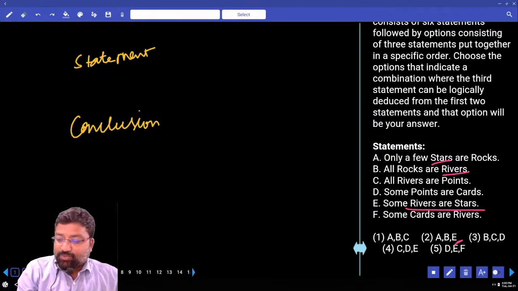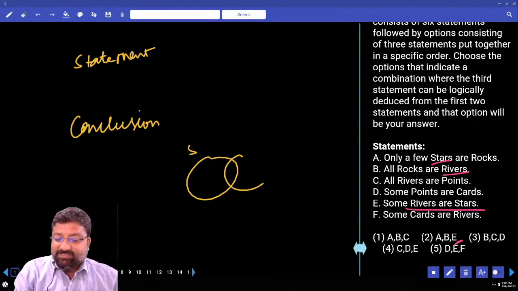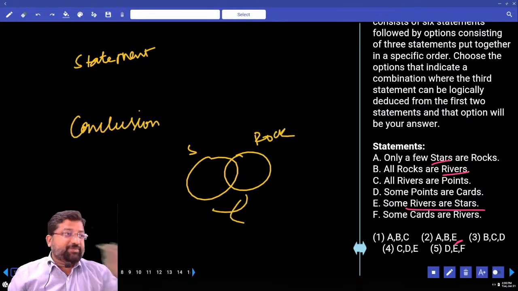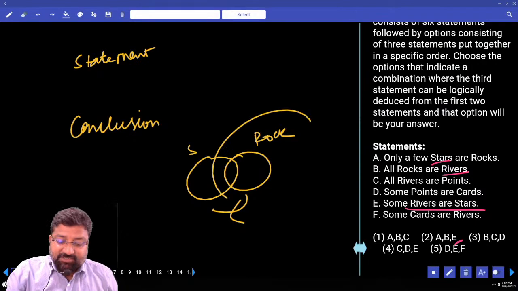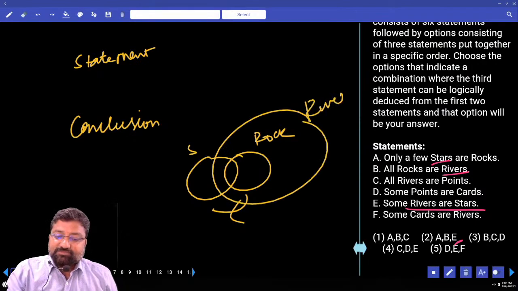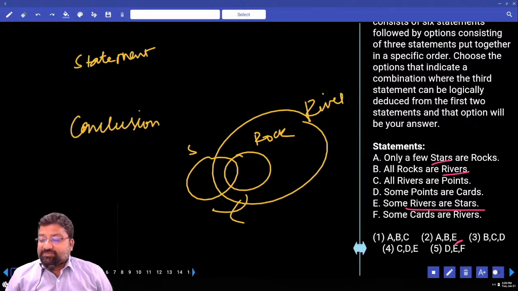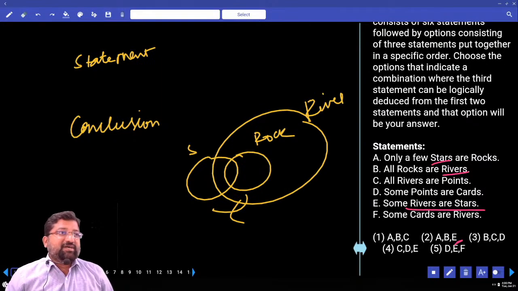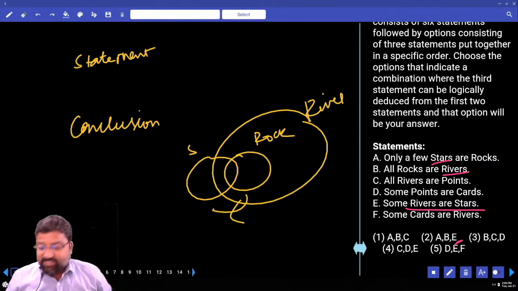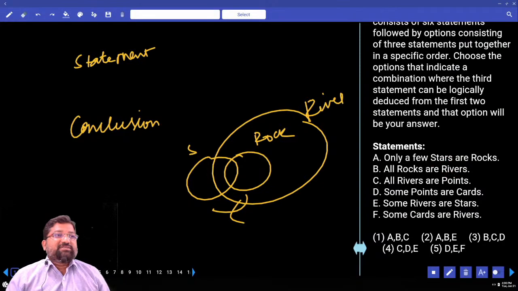Now, only a few stars are rocks. Only a few. Arrow mark from B to A. Next, all rocks are reverse. What is the conclusion? Some reverse are stars. Right or wrong? Right. Which option is my answer? Second option. Understood? Simple and easy.